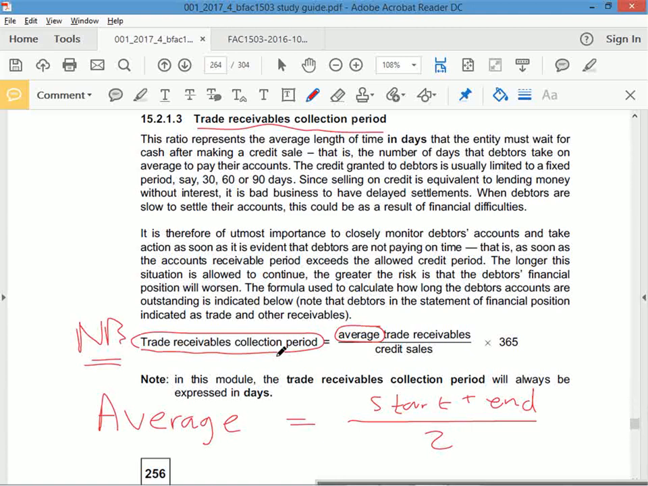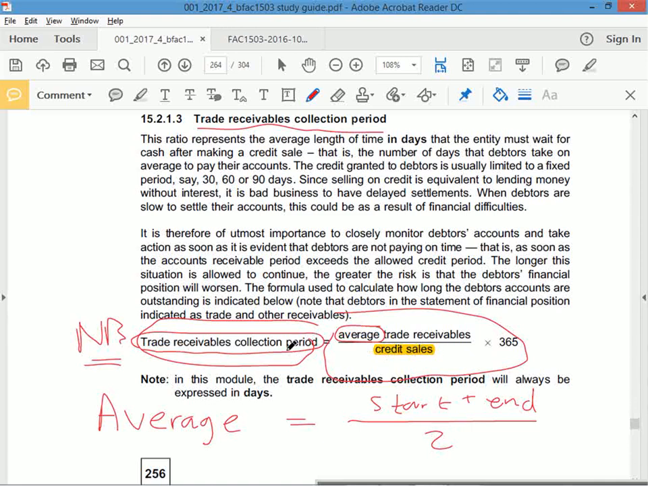What do I do with my debtors? I sell to them on credit. That's how I can help you remember these equations, is to try and link things together. Because remember, if I block out this, you will only have that in the test. So they say, calculate the trade receivables collection period. As soon as you see that, you're thinking trade receivables, debtors. What do I do with debtors? I sell to them. And then you've got the equation.